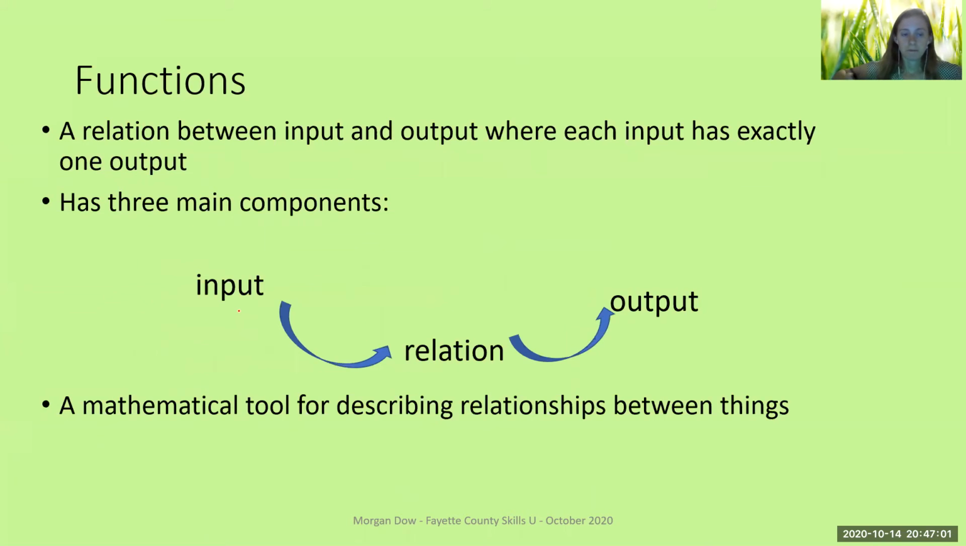So a function is a relation between input, so your input variable, and output variable, where each input has exactly one output. So that is the special characteristic that functions have to have. You put one thing in, you get one thing out.